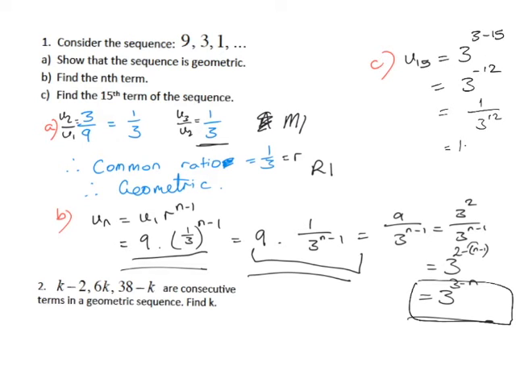1.88 times 10 to the 6. Negative 6, you mean? Negative 6, because it's a small number. Beautiful. That would be correct.